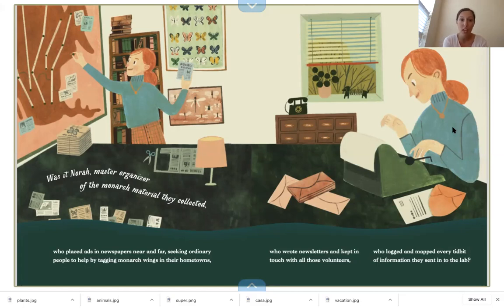So Nora was working on organizing. She wanted to tell people that they were trying to track the monarchs, so she would put newsletters, just like we used to have at school, in the newspaper saying, hey, if you see a monarch in your hometown, let us know.